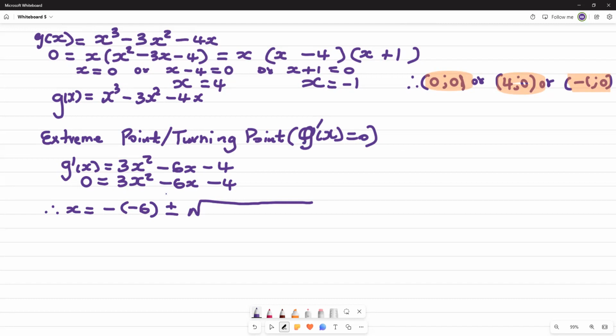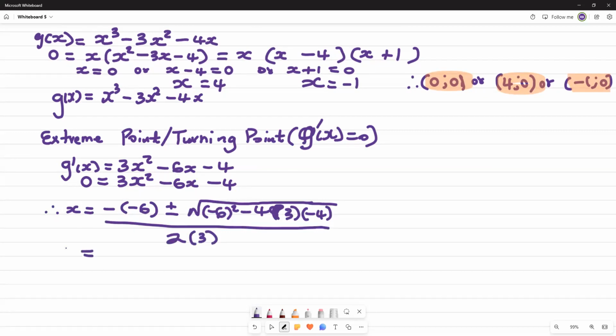Perfect. So we're going to have minus 6 squared minus 4. Our a is, you can see, 3. So 3. And then minus 4, which is our c, all over 2 times a, where a is 3. Then let's put this on a calculator and see what we get. We just need answers here.